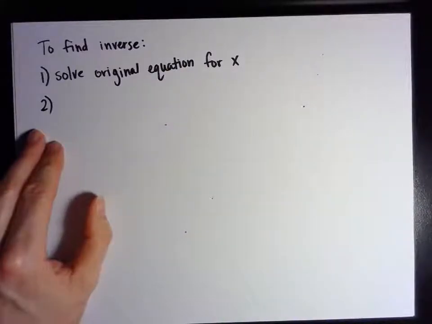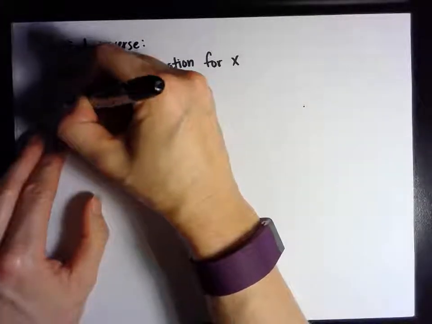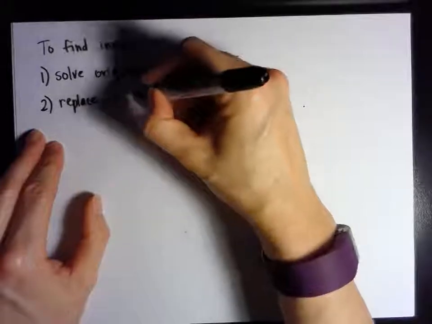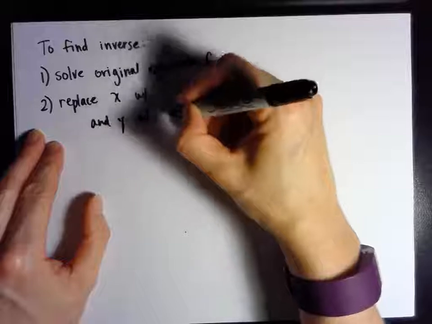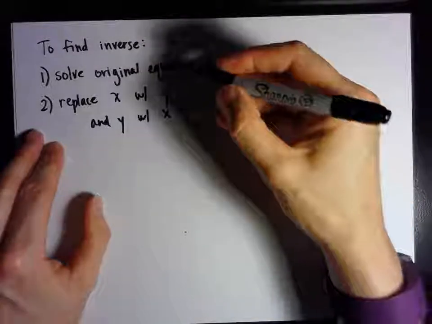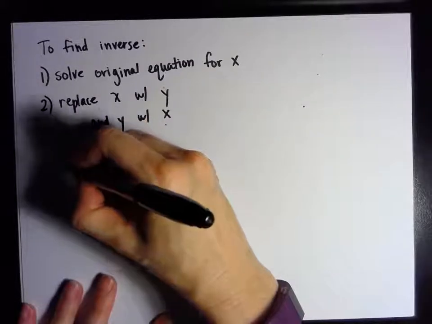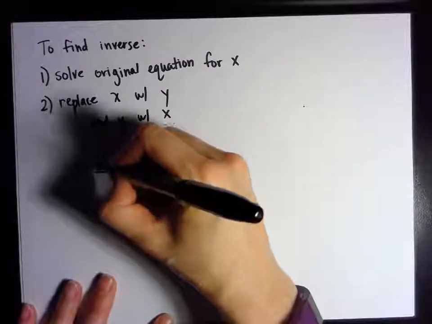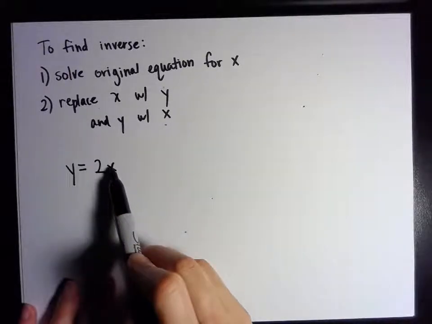And then we replace x with y and y with x. We just swap x and y, because we always want our equations to be written in terms of x. So, for example, if we had y equals 2x, like our original, well, we would just solve.